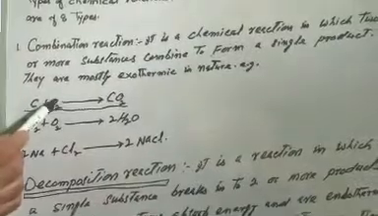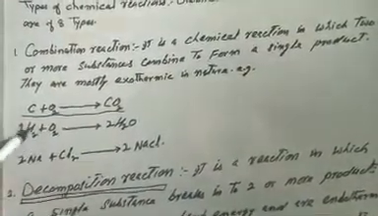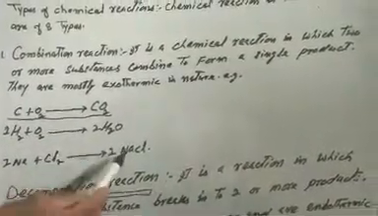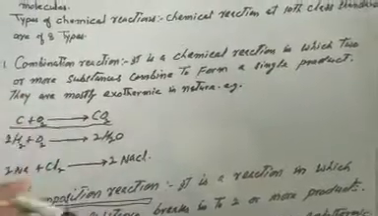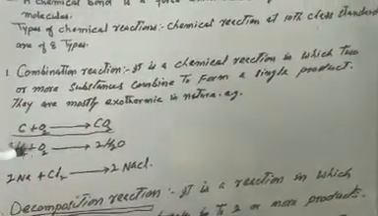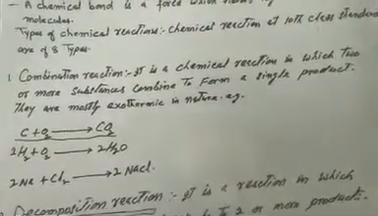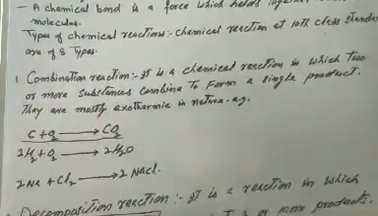What we see here, two substances combine and form a single product, carbon dioxide. Two substances, hydrogen and oxygen, combine and form a single product, water. Two substances, sodium and chlorine, combine and form a compound, a single product, sodium chloride. Such chemical reactions in which two or more substances react together and form single products are called combination reactions.